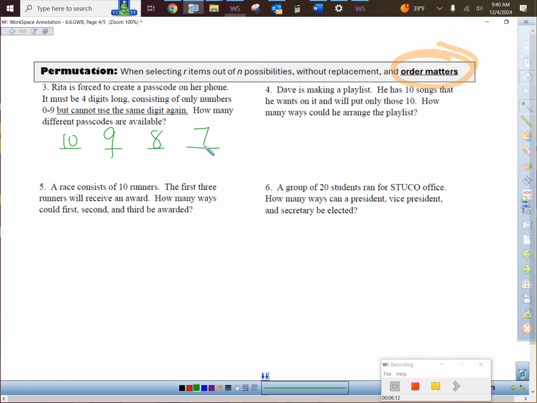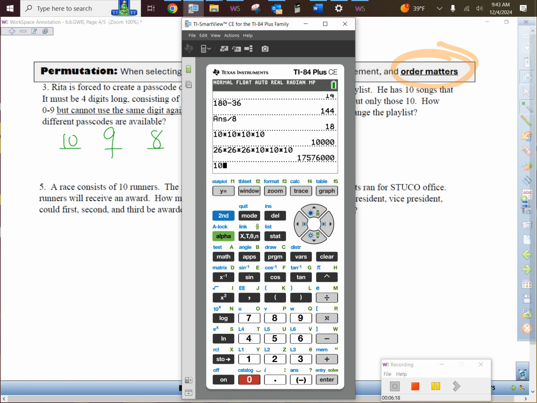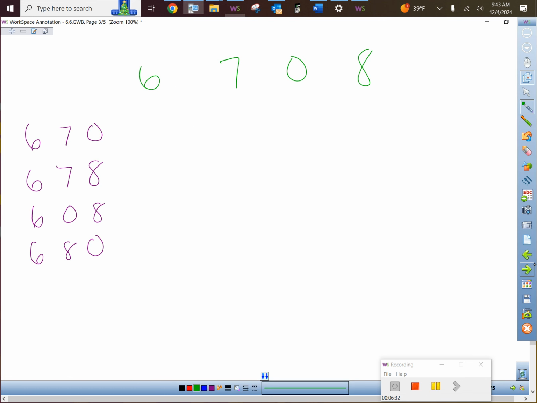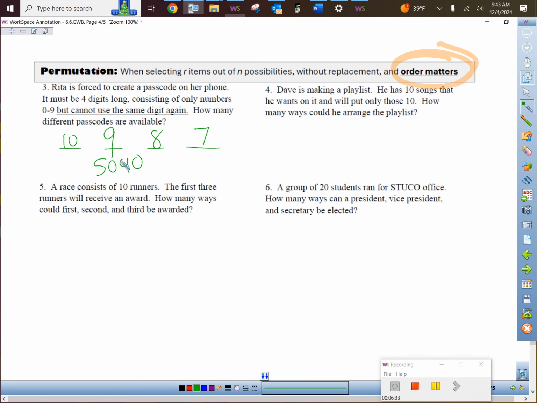So we just multiply them together: 10 times 9 times 8 times 7. And there's only 5,040. That's fascinating to a nerd like myself because if you could repeat the digits, you had 10,000 possible passcodes. If you can't repeat the digits, it's almost half as many, right? It's only 5,000 plus passcodes. That's nerdy fascinating to me.